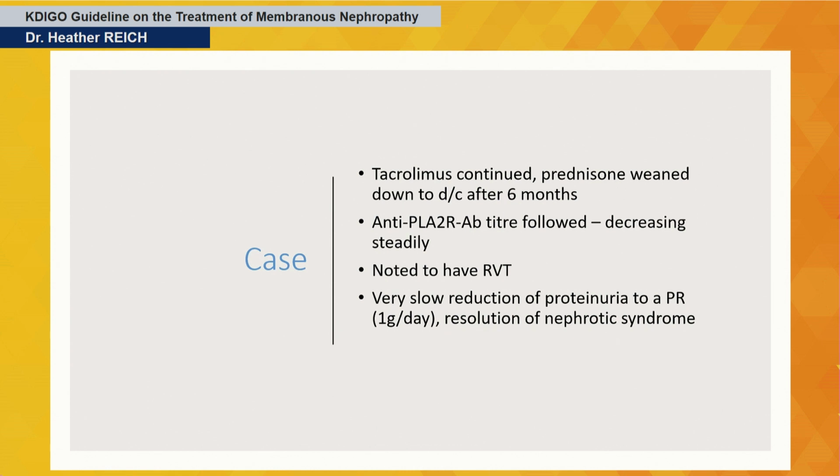So back to our case, tacrolimus was continued. The prednisone was weaned down to and discontinued after 6 months. The patient was referred to us because of a very slow resolution in proteinuria. The anti-PLA2R antibody actually decreased quite impressively with treatment. And we reassured the patient that the renal vein thrombosis was likely driving the delayed clinical response, and indeed the patient experienced a very slow but gradual reduction in proteinuria and ultimately achieved a good partial remission of 1 gram per day and normalization of anti-PLA2R antibodies.